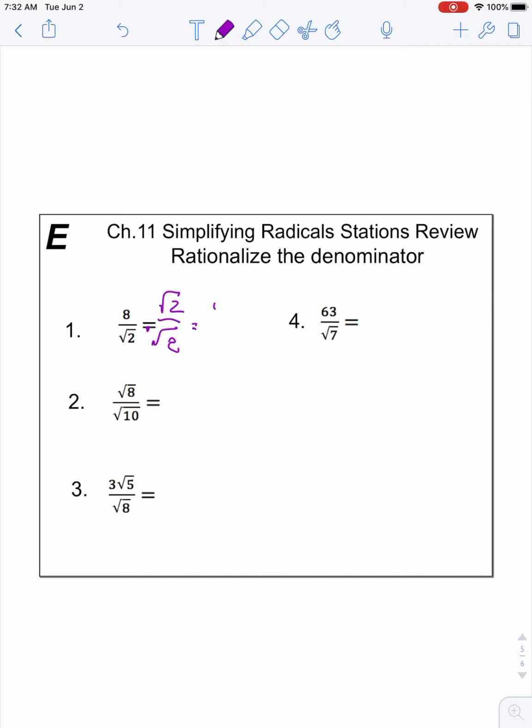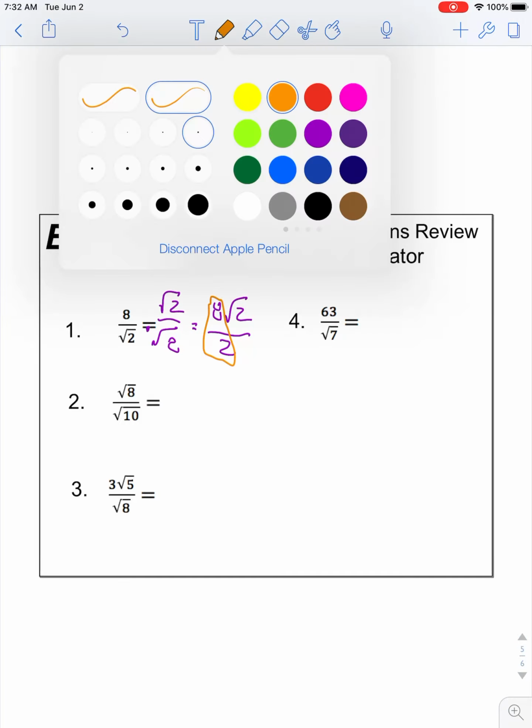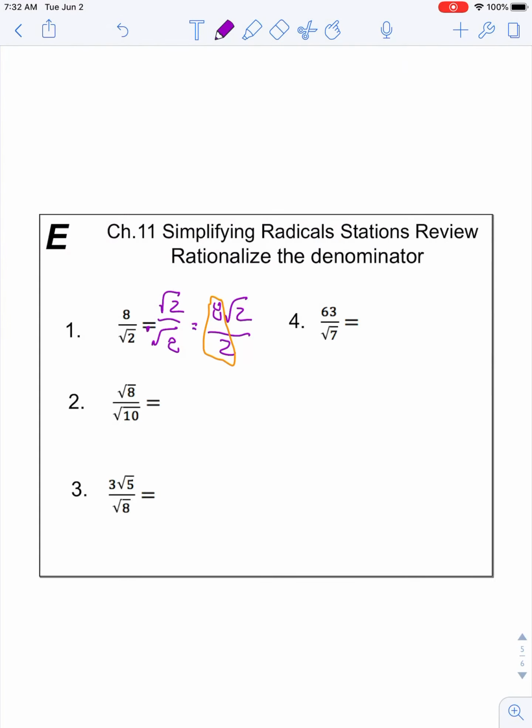So what that gives us now is 8 square root of 2 over 2. But then again, just like before, this part right here is just like a regular old fraction. And 8 divided by 2 reduces to 4 over 1. So this would just become 4 square root of 2. And that would be our answer.